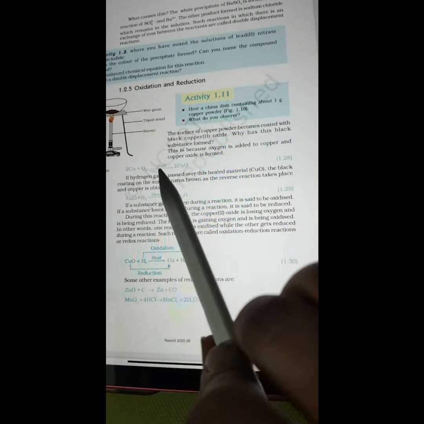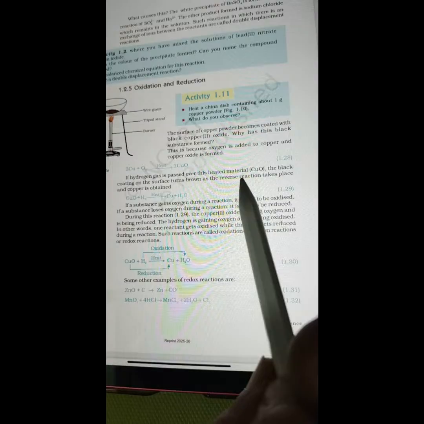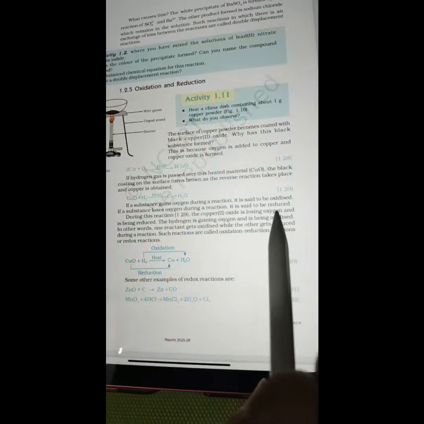So it will be written as 2Cu plus O2, in the presence of heat, will be yielding 2 molecules of copper oxide. If hydrogen gas is passed over this heated material CuO, the black coating on the surface turns brown as the reverse reaction takes place and copper is obtained. So CuO plus hydrogen gas, when heated, will be forming copper and a molecule of water. If a substance gains oxygen during a reaction, it is said to be oxidized. If a substance loses oxygen during a reaction, it is said to be reduced.